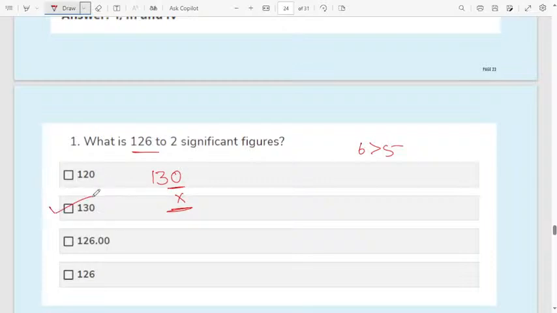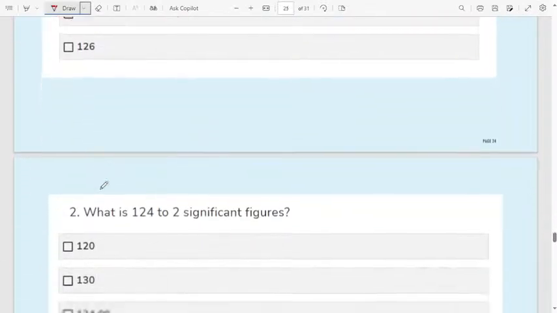Zeros: when you have a non-zero number and a 0 without a decimal, we will not consider it as significant. If a decimal is there, like 13.0, then this 0 we will consider as significant, but here the decimal is not there, therefore we will not consider it as significant. Then 126 to two significant figures is 130.